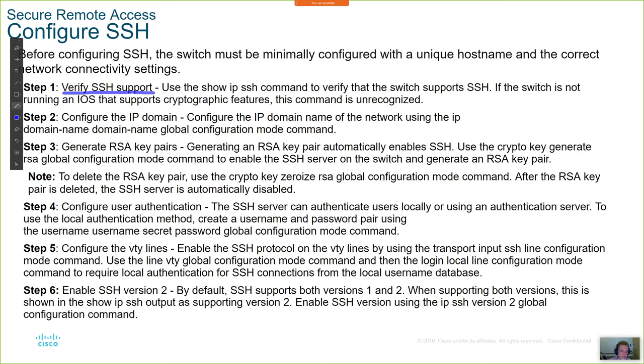We're going to configure an IP domain name, generate our RSA key pairs, which is going to need access certificate. That's going to enable our encryption. We're going to configure user authentication, so we're going to have a username and password. We're going to configure the VTY lines to prompt for that username and password and enable SSH version 2.